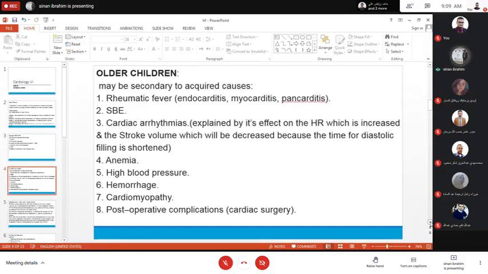What about the causes of heart failure in older children, including those secondary to acquired causes? They may include rheumatic fever, which you have heard about and know its causes and treatment. We don't have enough time to discuss all of the details of a patient with rheumatic fever.